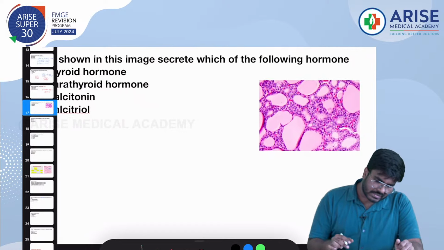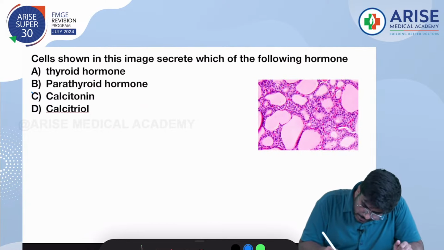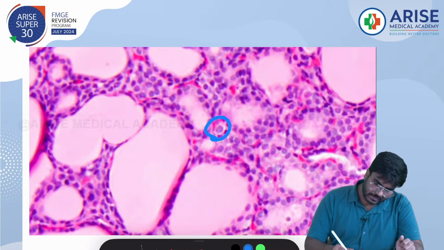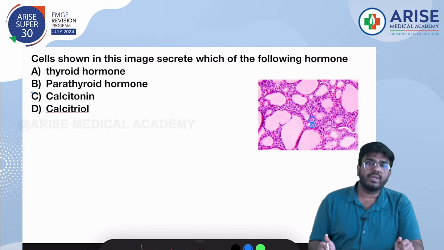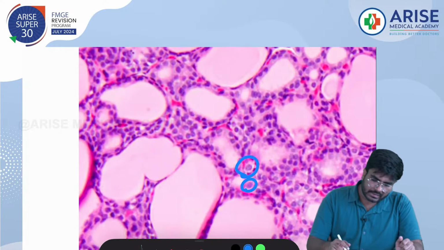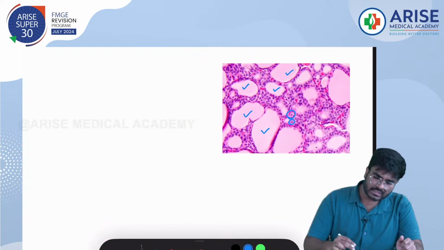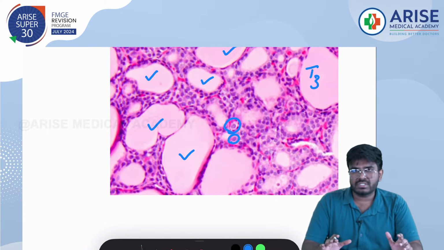Okay. Next, a cell shown in this image secretes which of the following hormones? So this cell which I am highlighting right now, which hormone is it going to secrete? Just by looking at this histology, you should be able to tell that this is the histology of the thyroid gland. In the thyroid gland, these are the numerous follicles which you can see. All these follicles are the places where T3 and T4 are produced and stored.